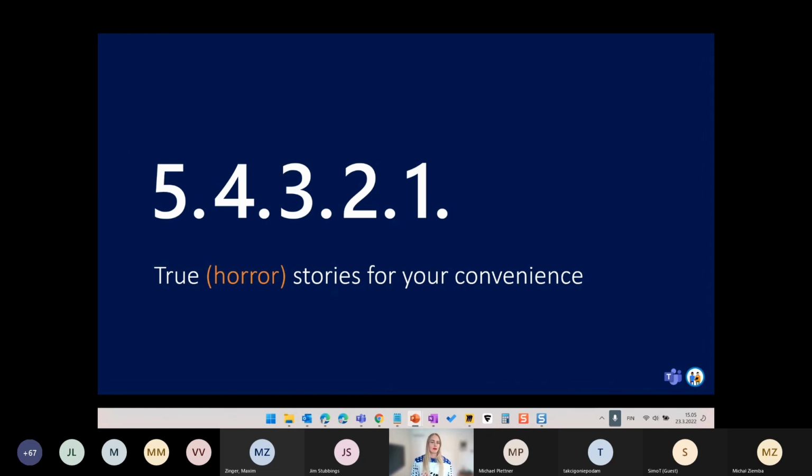I have 5 different horror stories, maybe for your convenience. I have gathered my experiences from my Teams implementation projects, from my SharePoint projects, intranet projects, and also some competitions and public tenders, about how you should maybe not do things. Even though I have 5, 4, 3, 2, 1 here, these are not in any particular order. So 1 is not more important or more common than 5, etc.